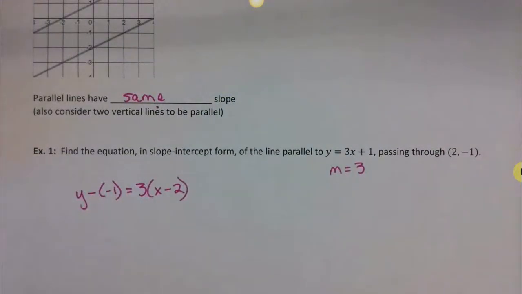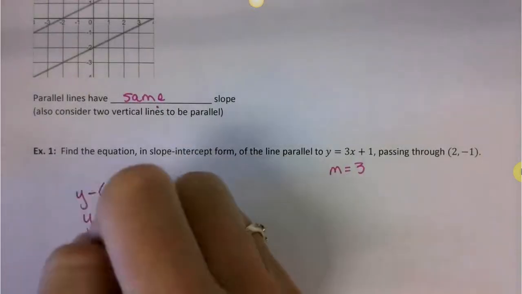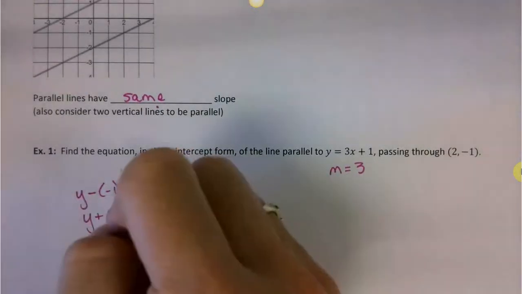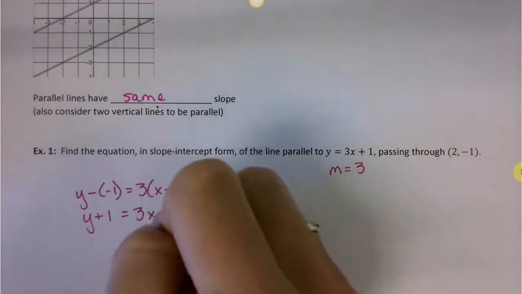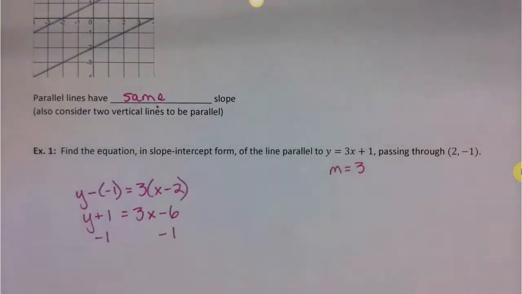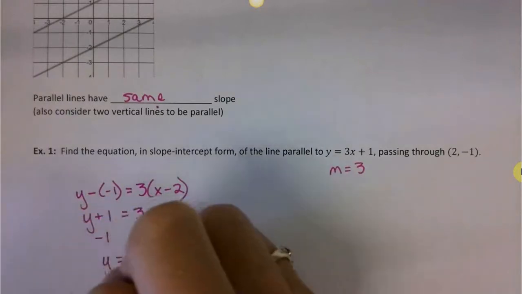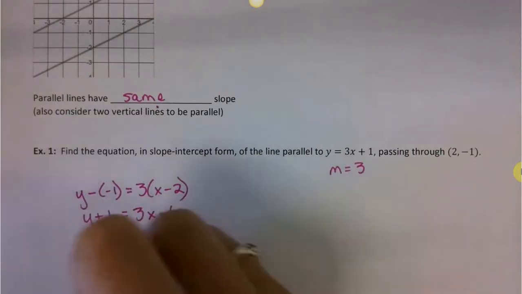And then we just need to clean this up a little bit and put our final answer in slope-intercept form. So y minus a -1 is the same as y plus 1. Distributing the 3 gives us 3x minus 6. And then subtract 1 from both sides to get the y by itself. And we end up with y equals 3x minus 7.